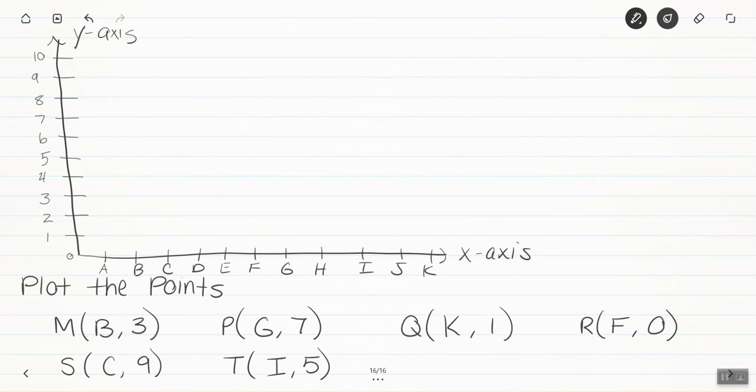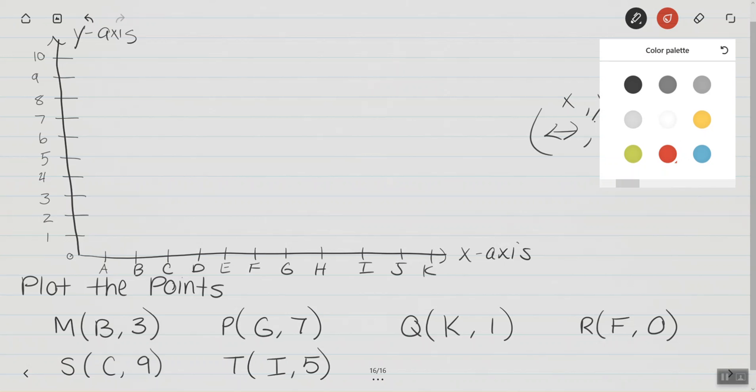Ta-da! Now, when we plot points, we have to go side to side first, and then up and down. And that's an ordered pair. You also move x, then y. So if you can remember that the x-axis is the horizontal axis and the y is the vertical, then you're all set. I'm going to change my colors just so you guys can see where I'm plotting points.